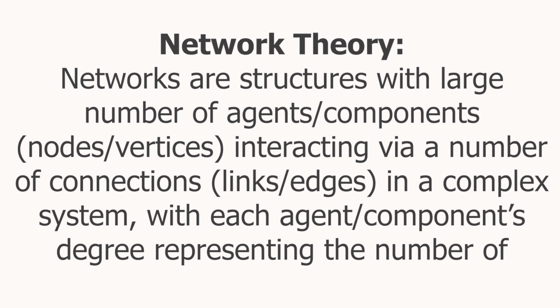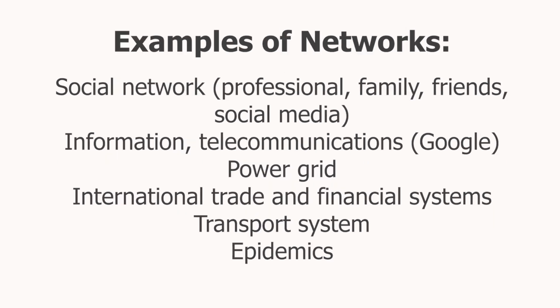Now, network theory basically talks about structures which are made up of large numbers of agents and components. Network theorists very often call them vertices or nodes, and they are connected to each other in multiple ways. We call them links or edges. And of course, as with any complex system, these links can change, evolve, and move around, and they have all kinds of implications.